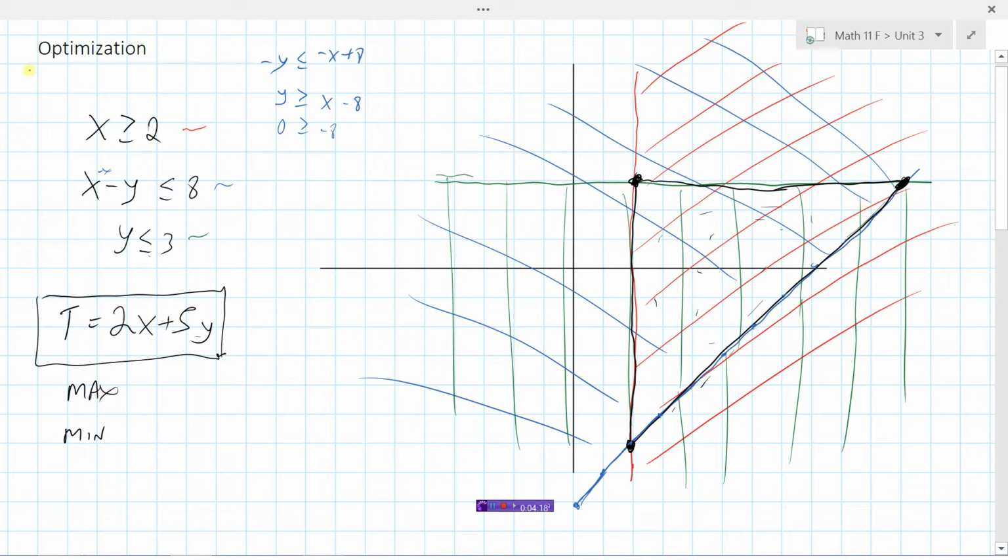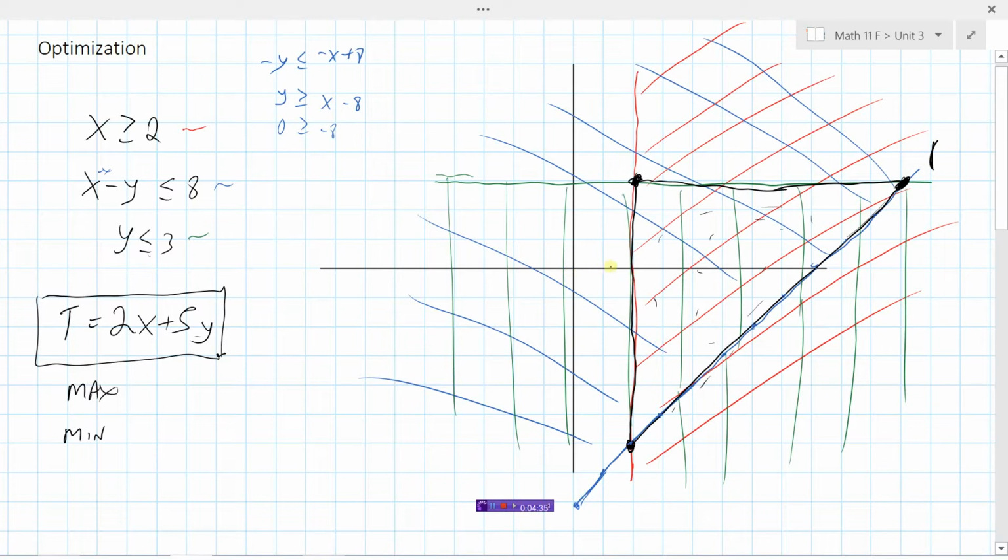So if we're going to try to use some inequalities and find maximums and minimums, which we call optimization, then really the only points we're interested in locating are the corner points of our region. So let's determine what these points are here.